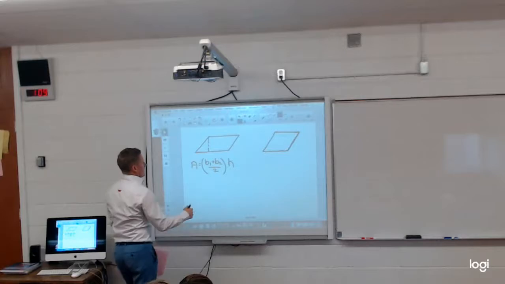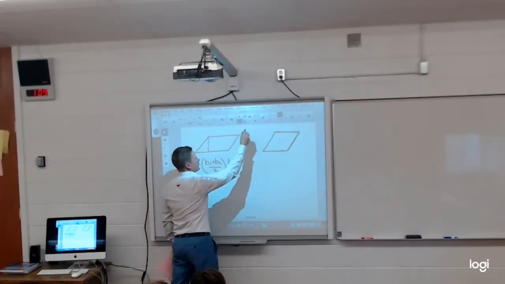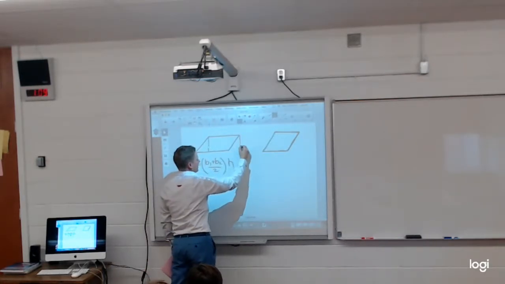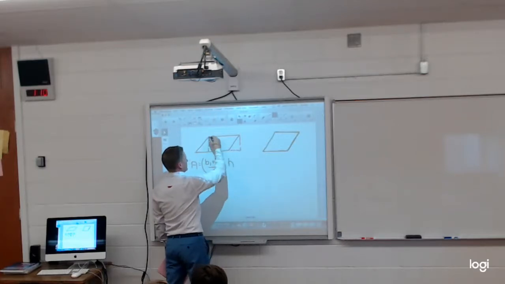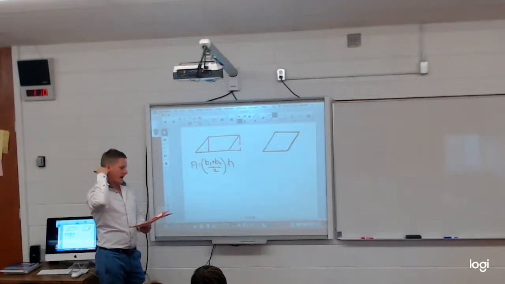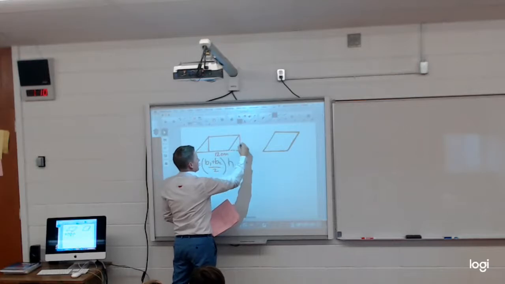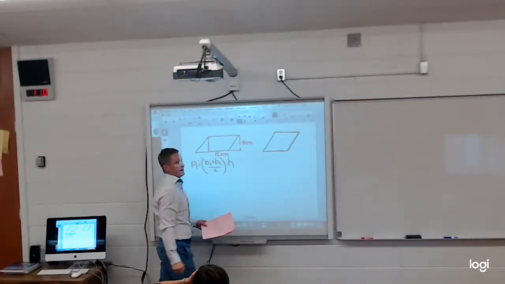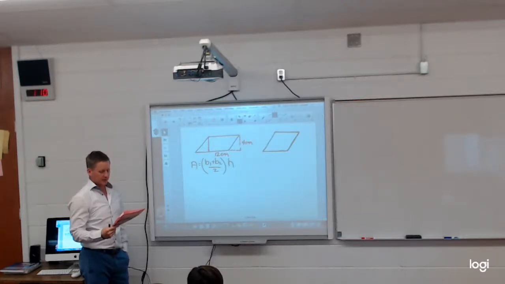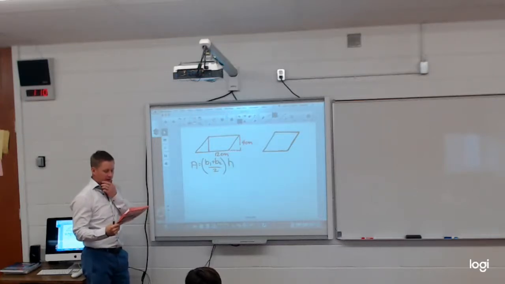But in a parallelogram, because these sides are parallel, if I cut this off right here and then attached it over here, what shape have I just created? A rectangle. So to find the area of the rectangle, one measure is 12 centimeters, the other one is 4 centimeters, so what is the area? 48 centimeters squared. That's great.